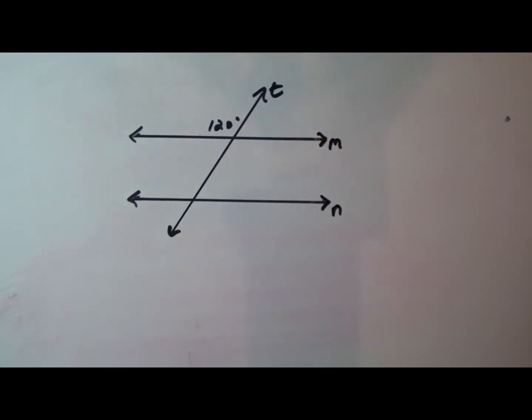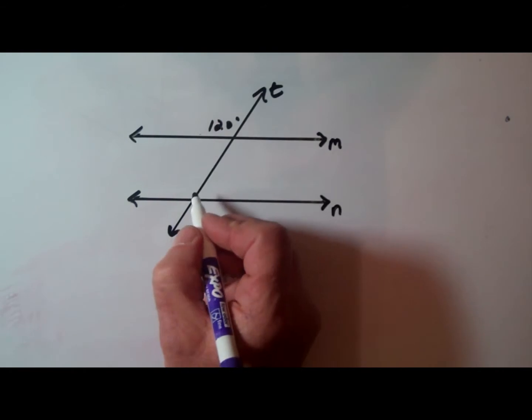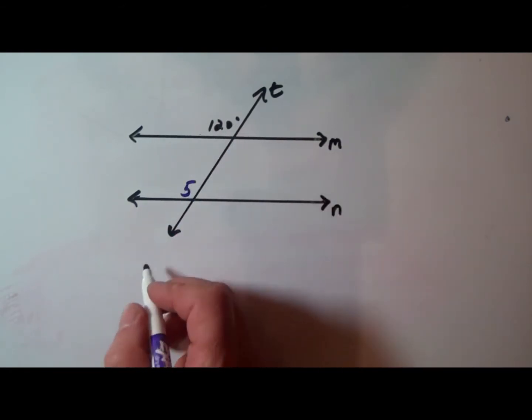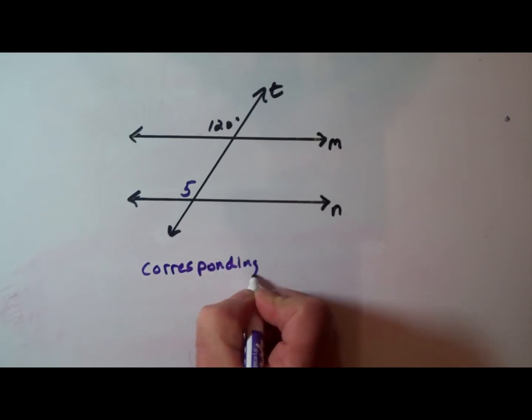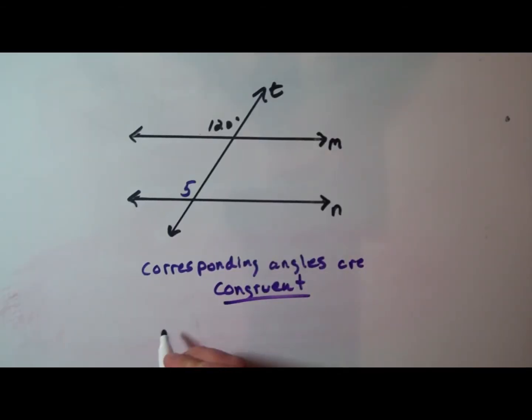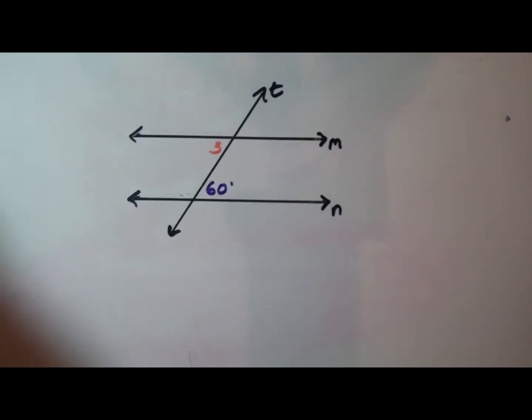Now, here, this angle is 120 degrees. Down here, I have angle 5. Now, those are corresponding angles. And corresponding angles are, just shout out the answer if you know it. Okay, corresponding angles are congruent. So, angle 5 equals 120 degrees.